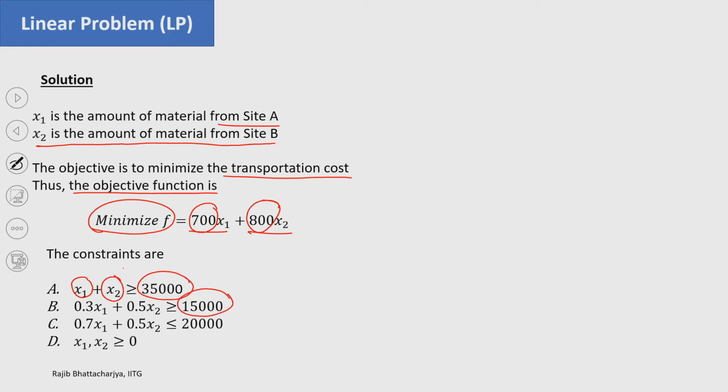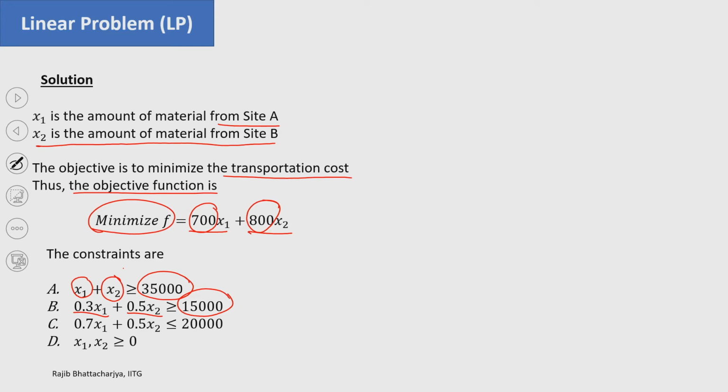Now, the total amount of sand should be more than 15,000, that means the minimum requirement of sand is 15,000 cubic meter. If I take the raw material from site A, then how much sand am I getting? 0.3 x 1, and if I take raw material from site B, then how much sand am I getting? 0.5 x 2. So, therefore, 0.3 x 1 plus 0.5 x 2 should be greater than or equal to 15,000, that is the minimum requirement of sand.